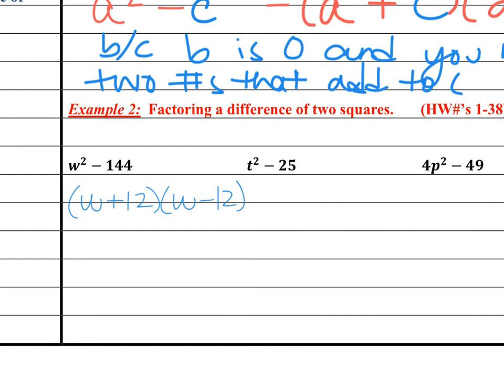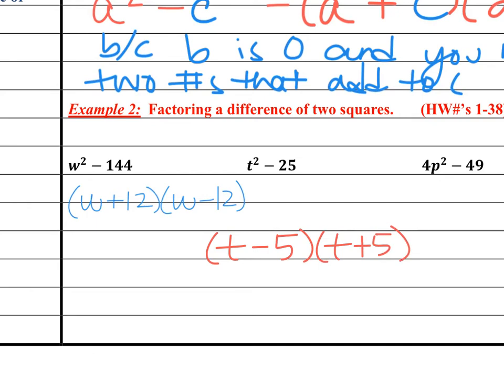Would you please talk to the person closest to you? What's t squared minus 25 going to turn out to be? Let's see, Finn, what's it going to be? It's going to be t minus 5 times the quantity of t plus 5. Great. T minus 5, t plus 5.